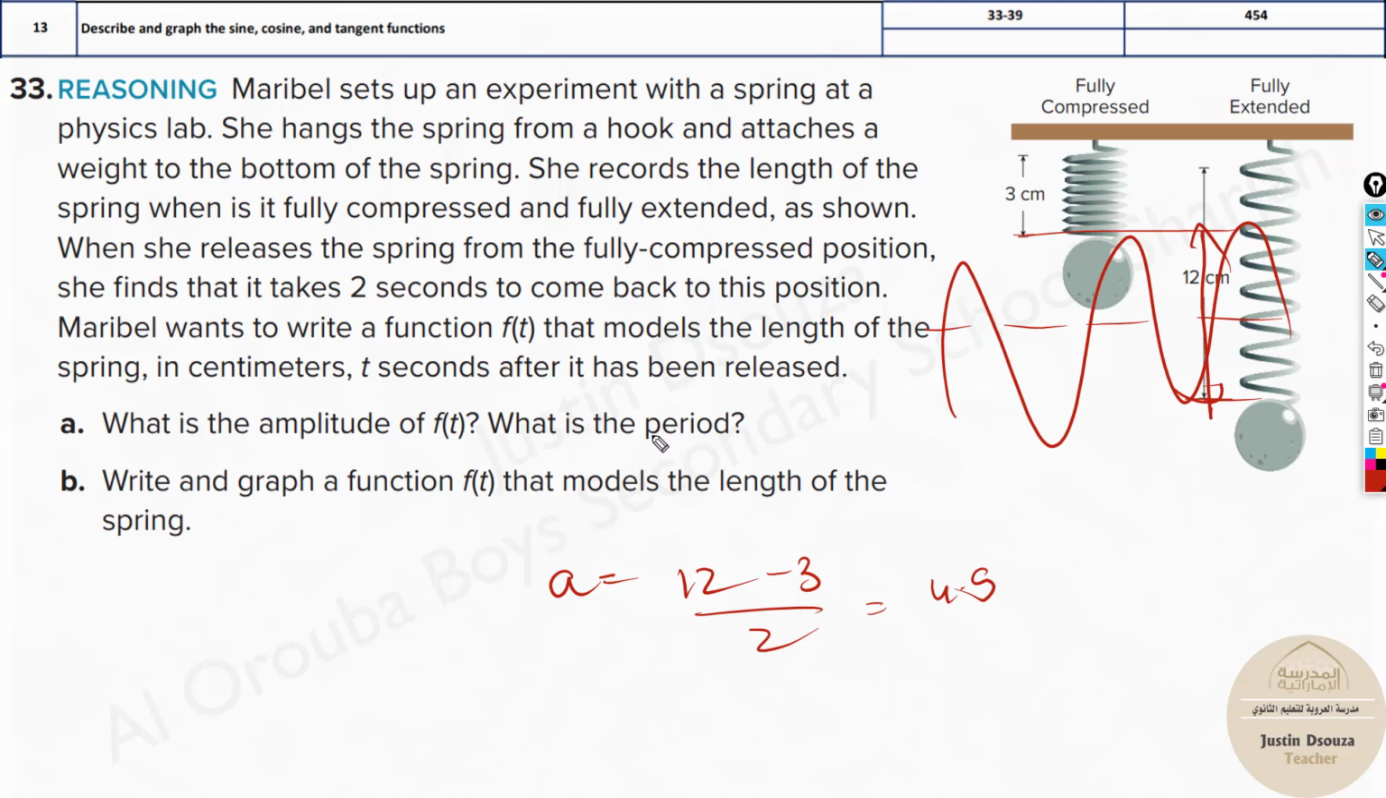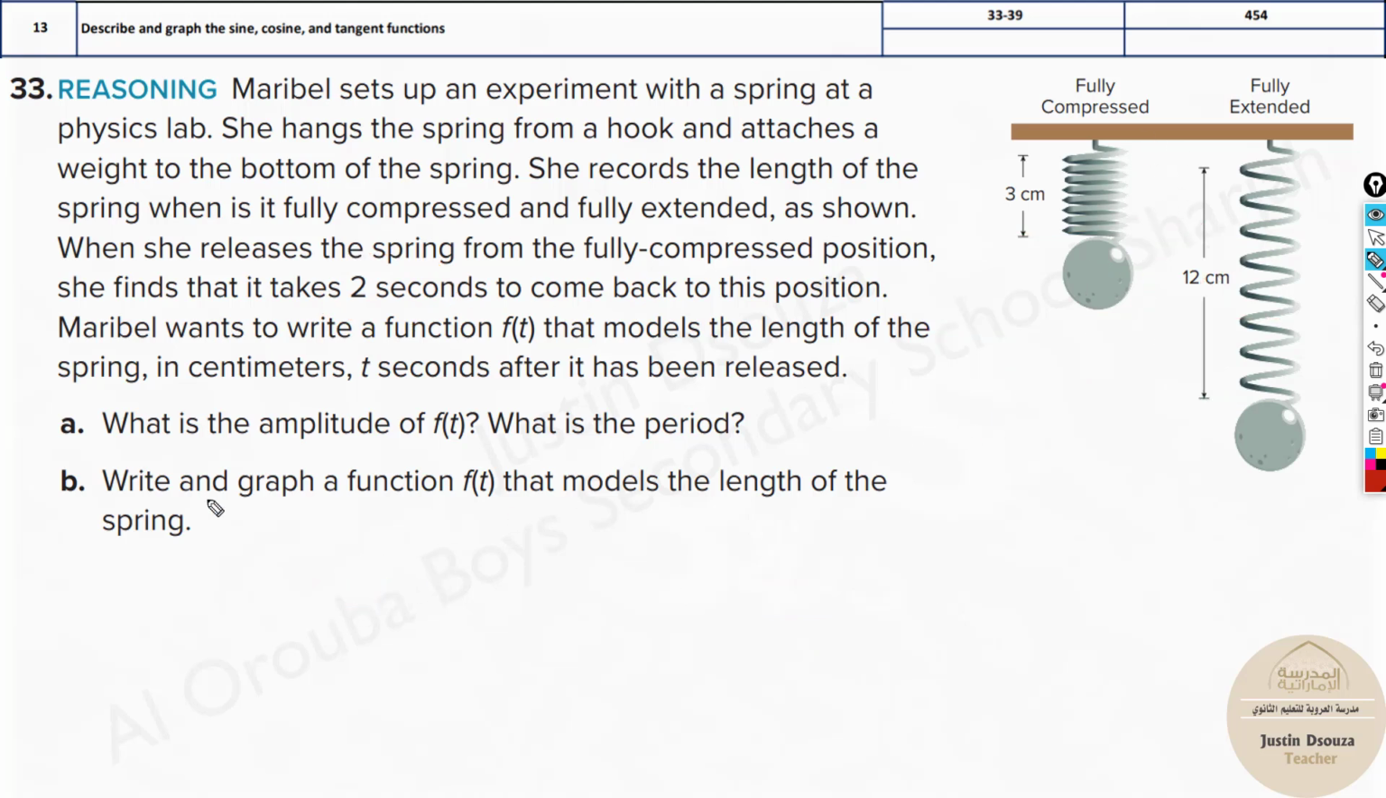What is the period? Period over here was given already. How much time does it take to come back to its original position? 2 seconds. So period is 2 seconds. Now let's do the graph for this function. Let's first write the equation of the graph. I'll write it over here.